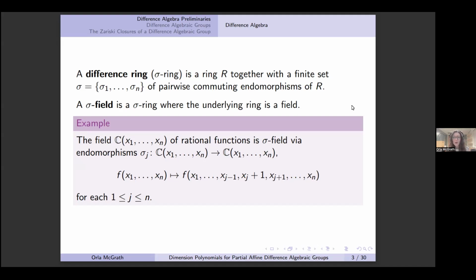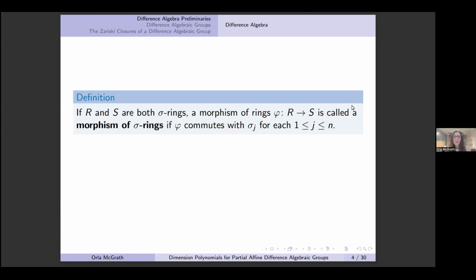Carrying on with our standard difference algebra, a morphism of difference rings is a morphism of the underlying rings that respects the difference structure on both of those difference rings. There is a slight abuse of notation here. Really, sigma would be a set of endomorphisms on R or a set of endomorphisms on S. This just means there's a bijection between the sets of endomorphisms on each of these rings.